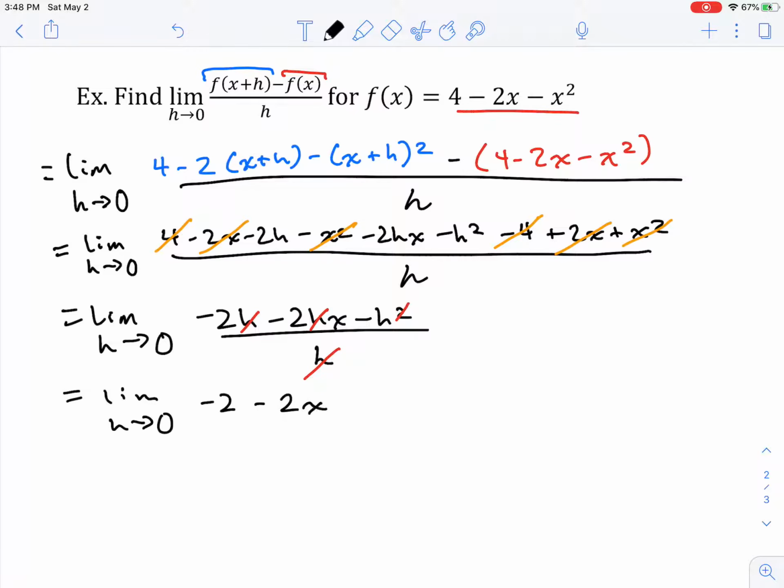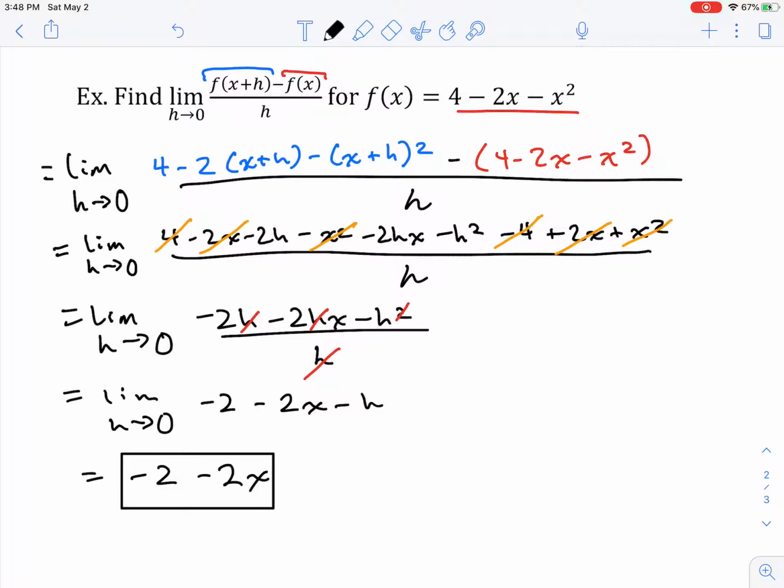And let's show it right. Negative 2 minus 2x minus h. So now let's see if we still get indeterminate form if we find the limit of this. The limit of this statement as h approaches 0 would be just negative 2 minus 2x. So here is the limit of our difference quotient for this function.